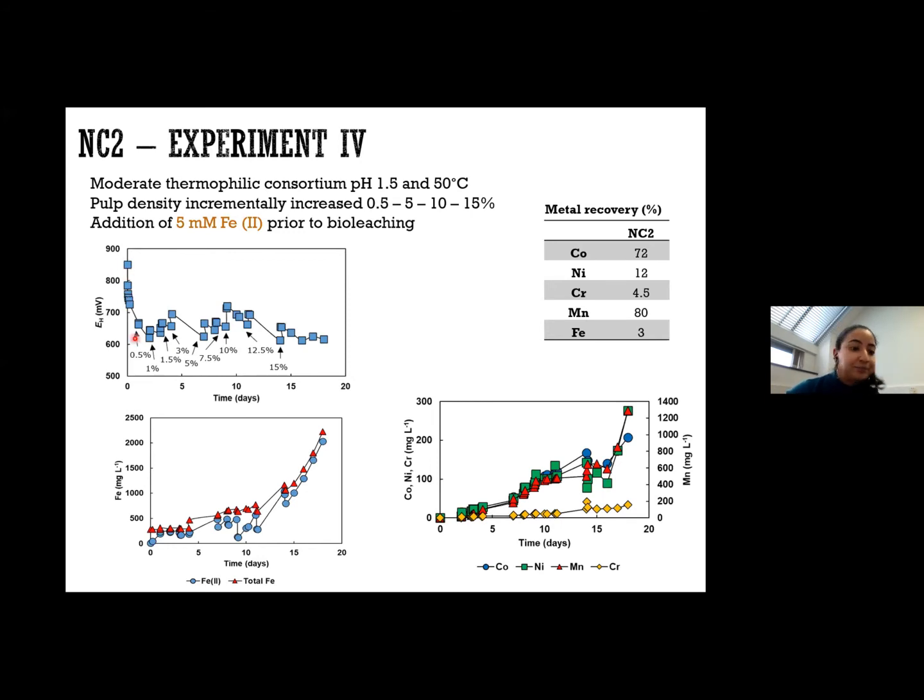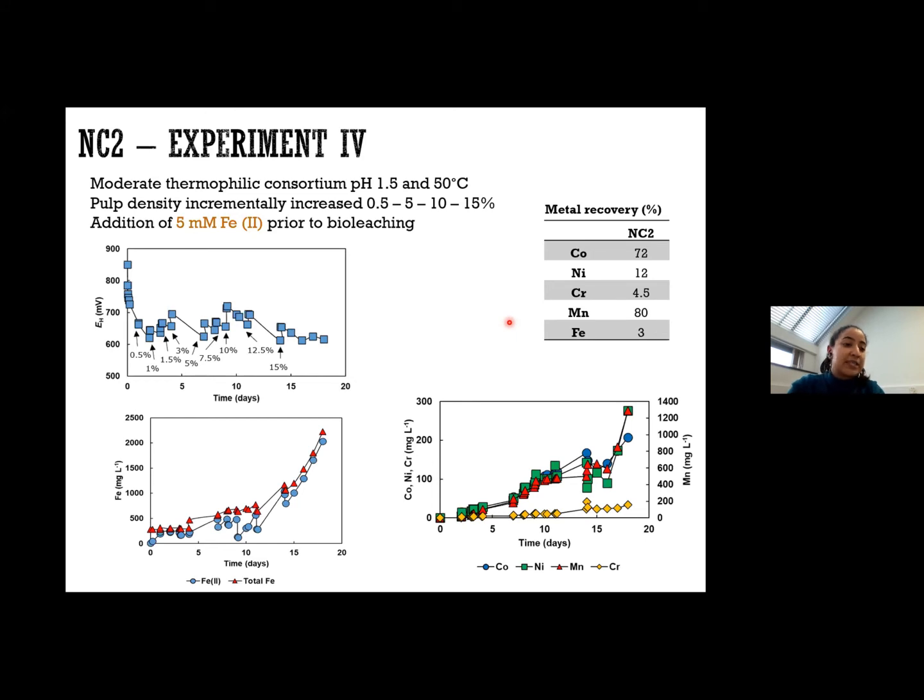And here again, redox went down. There is the little fluctuation every time I added a bit more, and after we completed the 15%, the reductive conditions were kept until the end of the experiment. And here we are talking about 18 days instead of 50. So that already reduced the leaching time massively. Again, our metal recovery wasn't too bad: cobalt over 70% and manganese around 80%.